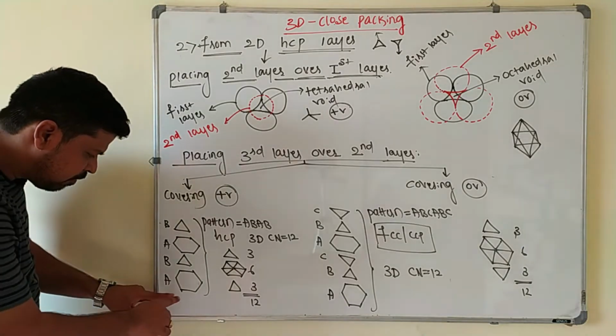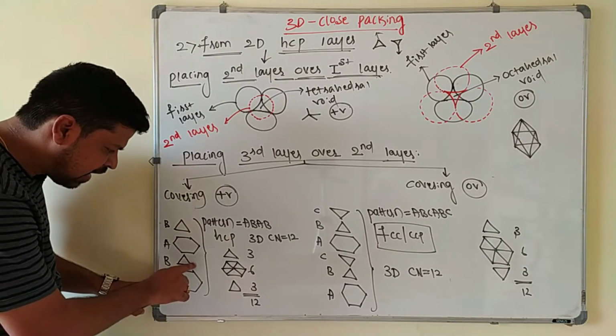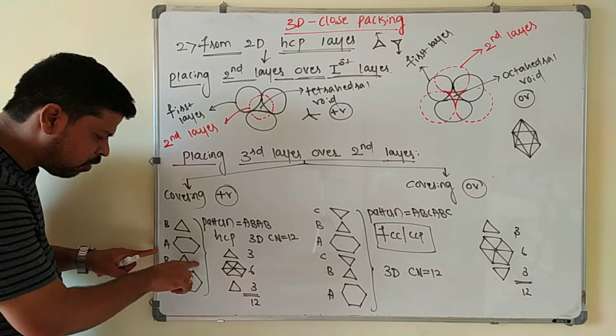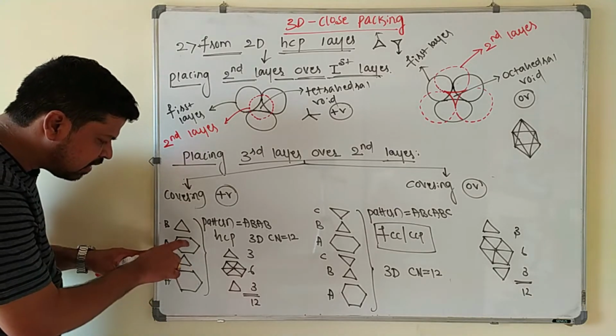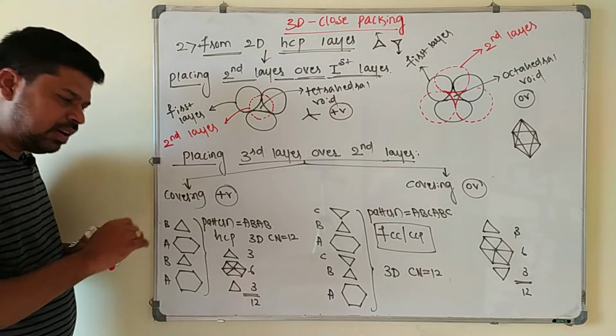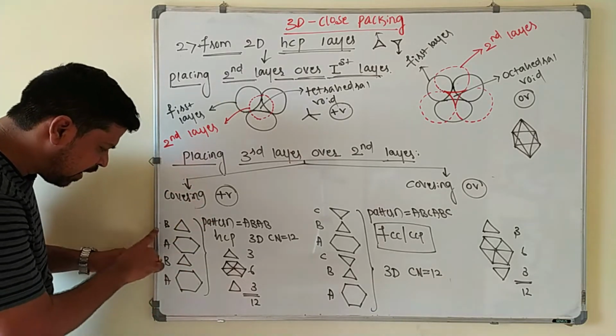Then what happens? Suppose it is the first layer and the second layer is placed. What happens here? Octahedral and tetrahedral voids are formed here. Now we are placing the third layer such that all the tetrahedral voids of the second layer are covered. Then what happens? This type of pattern is obtained.